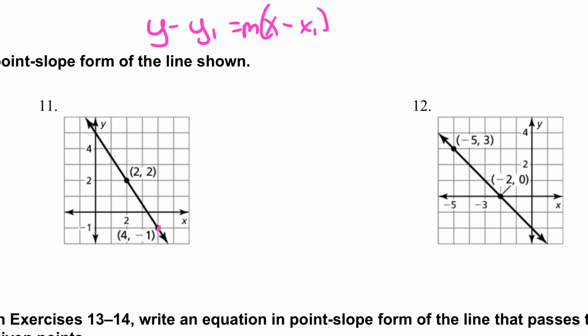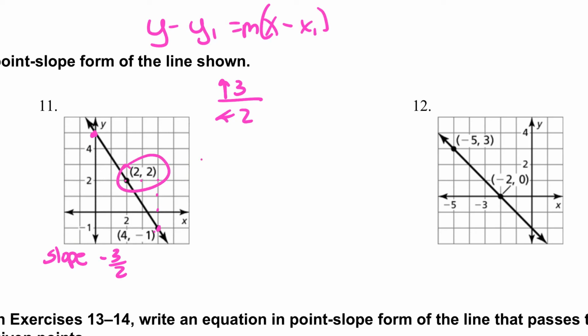So I'm going to start at a given point. I went up 1, 2, 3. So I went up 3 and over 1, 2. And I went over to the left 2, which is a negative movement. So my slope is negative 3 over 2. Now I can pick any point. I can pick this point, I can pick this point, I can pick this point.